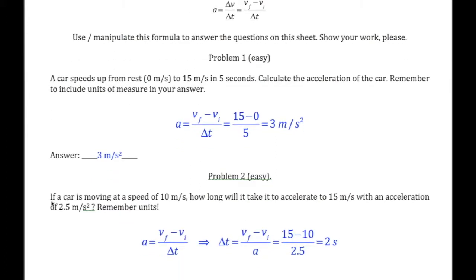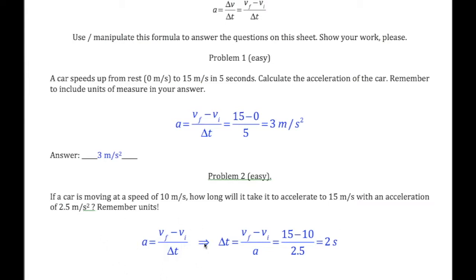The second one, again a car, is moving at a speed of 10 meters per second. They are asking how long it would take to speed up to 15 if the acceleration that the motor can provide is 2.5 meters per second squared. What you're picturing is a car that is moving and getting faster because it has acceleration, so it speeds up from 10 to 15. They give you the acceleration but want to know how long it's going to take.